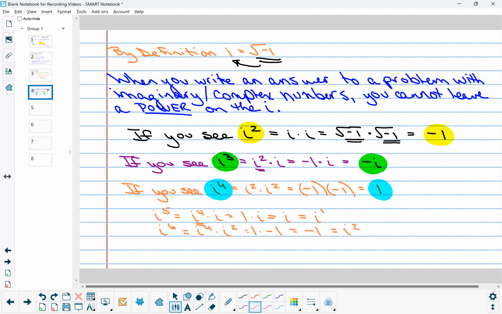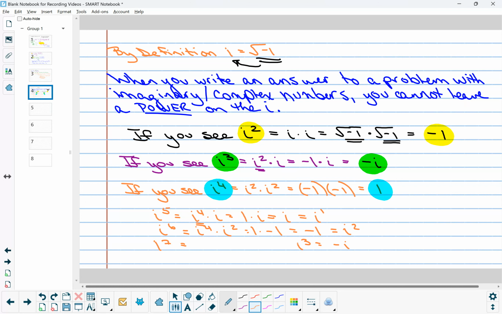Or, I'm sorry, i squared is -1. So that is the same. They're the same values. And then you might be able to guess that i to the seventh would be equal to i to the third, which is just -i, right? So it just keeps going around and around and around. So you can kind of figure out what they're going to be. But these are really the only 4 that you need to know.